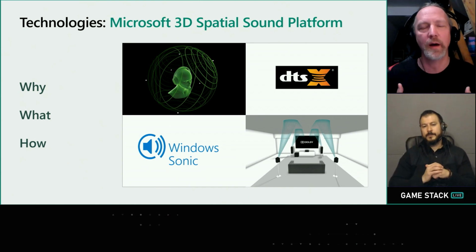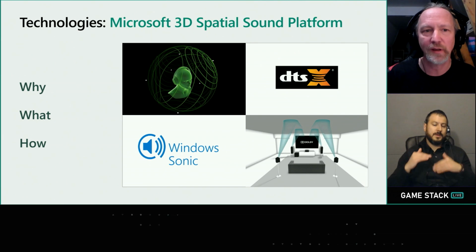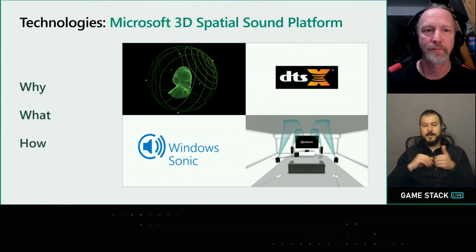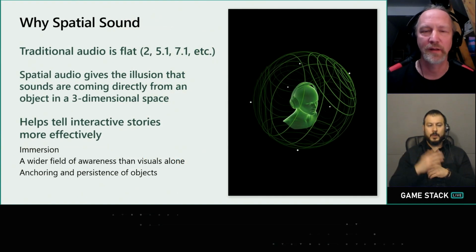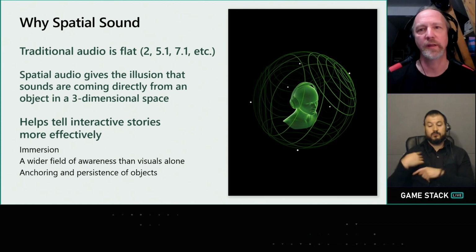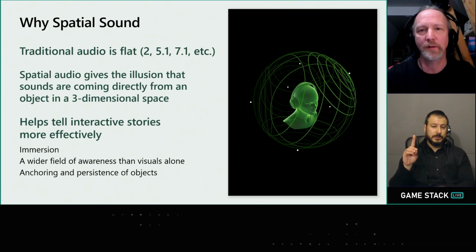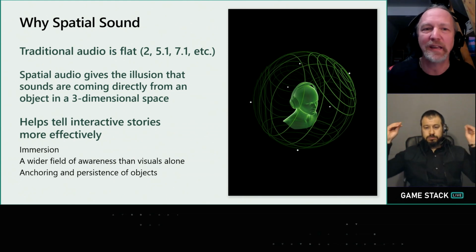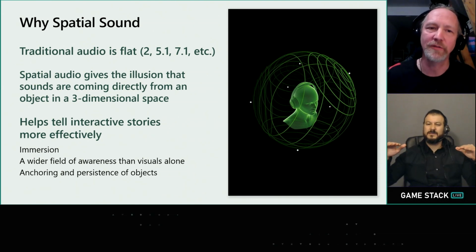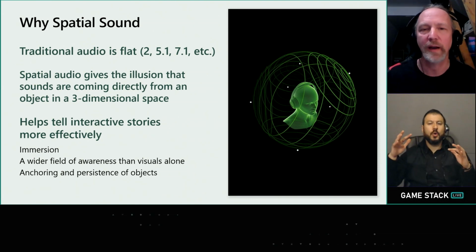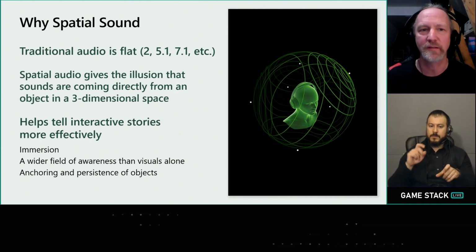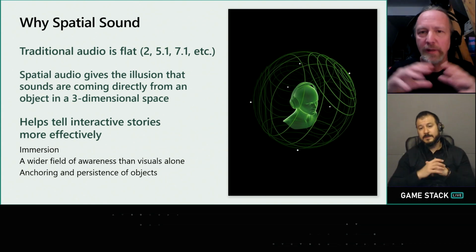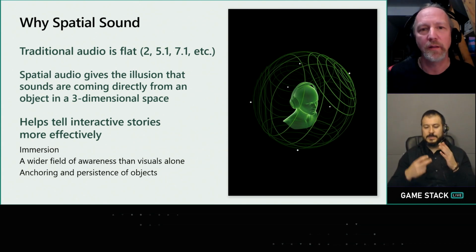So I'm going to do a high-level overview here of the spatial sound platform. We'll talk about why it's important, and then we'll get into the what's and how's of it. So why spatial sound? Traditional audio, whether it's 2D speakers off of your TV or even a 7.1 home theater system, it's a flat experience. Spatial audio gives us the illusion that sounds are coming directly from objects in three-dimensional space. It helps us tell our stories more effectively through fully immersing the player in the audio.